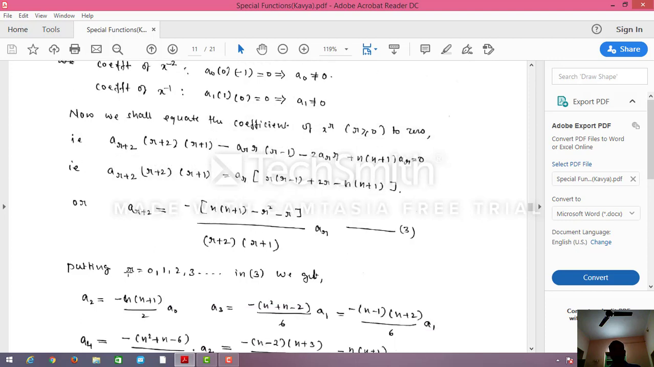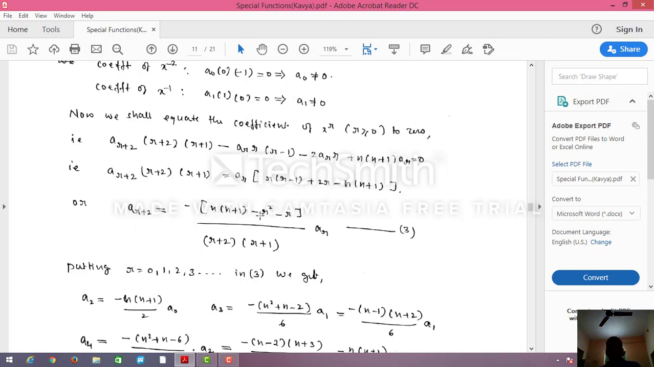Now, if I give the value r equal to 0, what will I get? I will get the term a2. R equal to 0 means 0 plus 2 should be a2. Here r equal to 0 means minus of n into n plus 1; 0 plus 2 is 2, 0 plus 1 is 1, so 2 into 1 is 2, into a naught. Next, I will give r equal to 1. If I give r equal to 1, I will get a3.